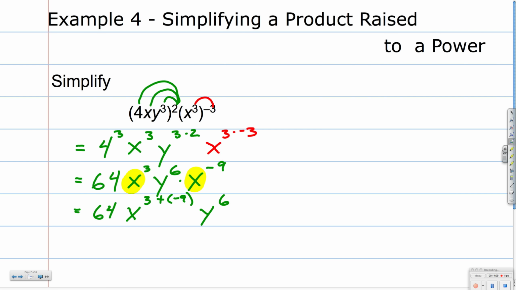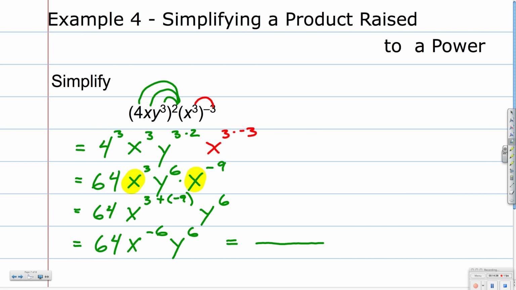At this point, I need to simplify the exponent on the x. I'm not doing anything with the 64, so I write it down. Simplifying the exponent on the x by 3 plus negative 9, which gives negative 6. And since I have not done anything with the y, it'll be y to the 6th. Last step is to correct this negative exponent. I don't have a fraction right now, but I'm going to have a fraction as my final answer.